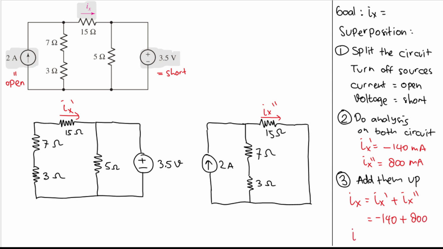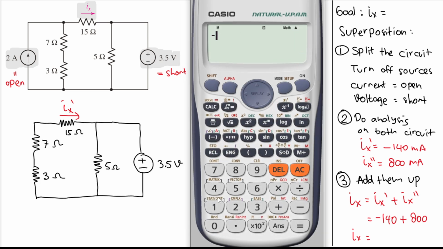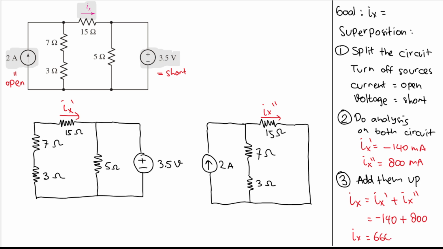So we will have our Ix is equal to, I think I will use the calculator here to avoid any mistake. So we will have minus 140 plus 800, that will be 660. And the unit will be milliampere, right? Because both of them are in milliampere. And finally, we have achieved our goal here, which is to find Ix. And that is 660 milliampere. So that's all for this problem. Hopefully, I did not make any mistakes in the calculation.